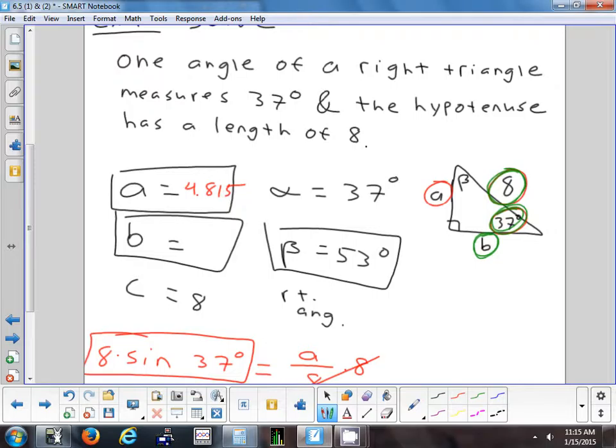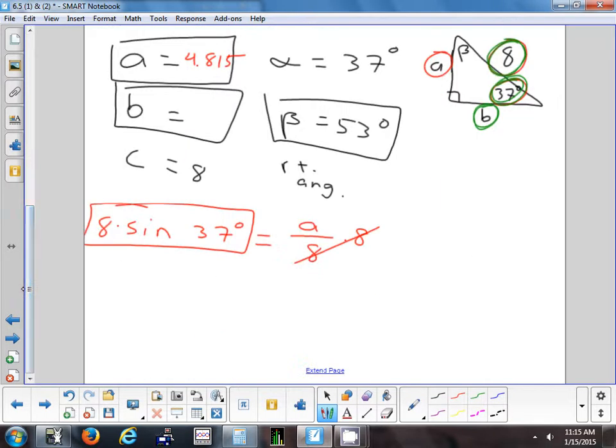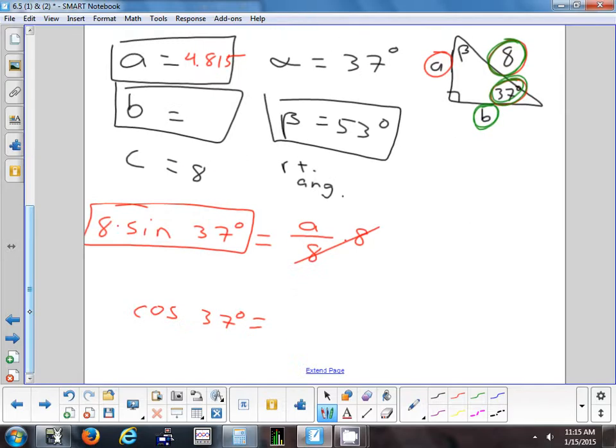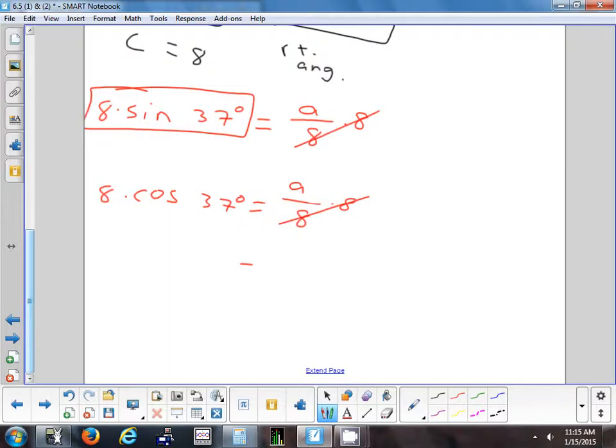Adjacent. So which trig function has adjacent and hypotenuse? Cosine. So we're going to set up almost the same equation again, except this time it's cosine 37 equals adjacent over hypotenuse. Solve it exactly the same way. Multiply both sides by 8. We get B equals 8 cosine 37.